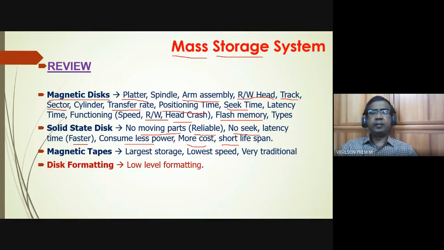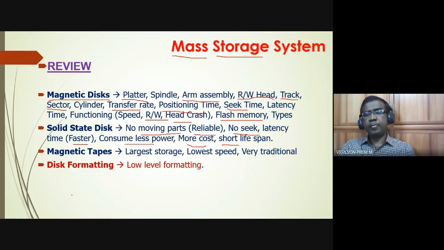Then we studied magnetic tape. If you remember the memory hierarchy we discussed in the first unit, the bottommost is magnetic tape and the topmost is register. Magnetic tape is the largest storage device, so there is no limitation. Since it is the largest storage device, of course it will have the lowest speed. Accessing speed will be the lowest, while register accessing speed will be the highest. Very traditional. Then I think we started discussing disk formatting.